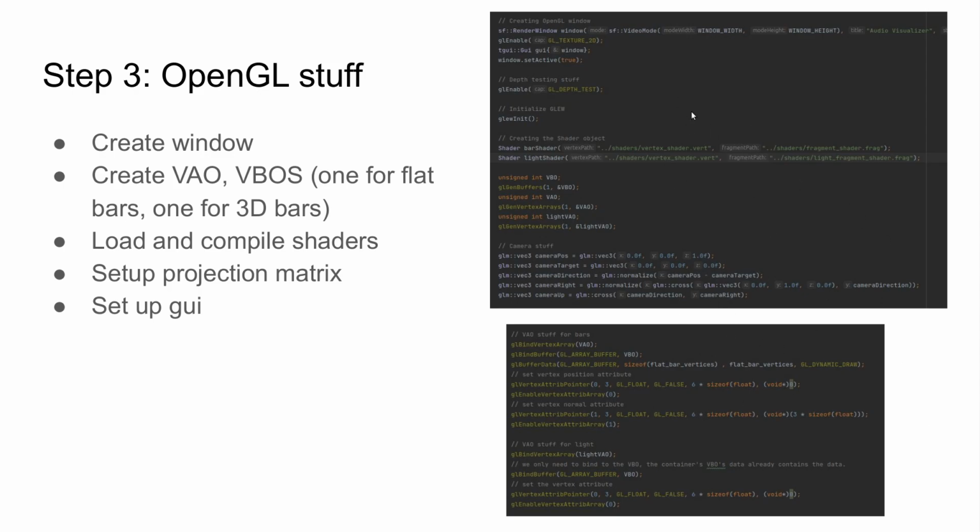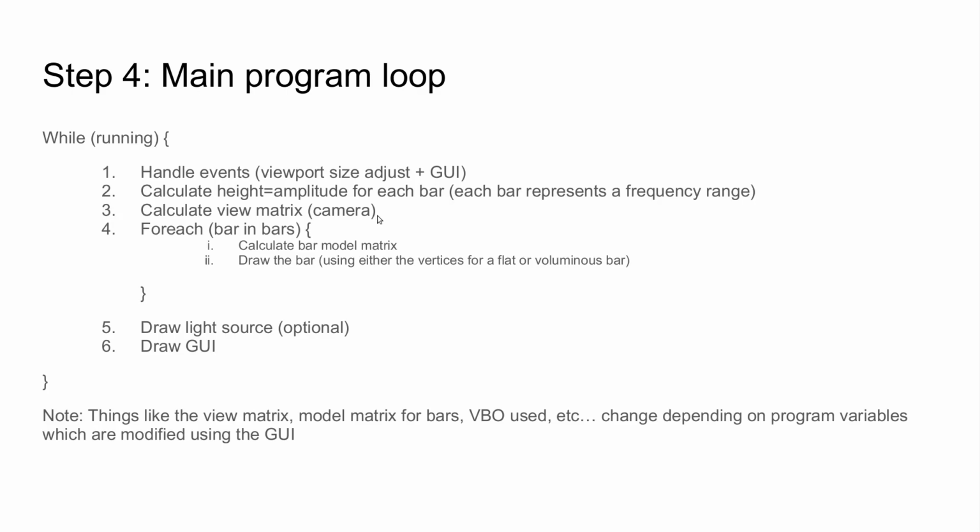Here's a screenshot of some of the OpenGL stuff I do: creating the VAO, the VBOs, loading and compiling my shaders, the projection matrix for my camera, setting up the GUI. How this works with the bars is that I have 2 VBOs, one for the 2D bar, which is just a square, and one for the 3D bars, which is just a cube. To render the different bars, I calculate a bunch of model matrices to scale and move the bars around. So here's what my main program loop looks like.